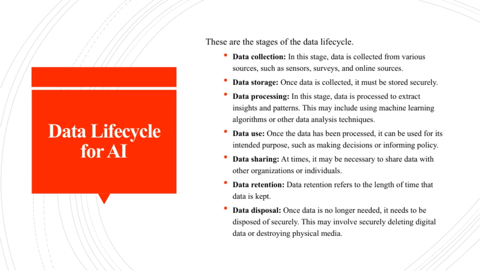Data retention is also an important part of the life cycle. It refers to how long we keep the data, balancing the need for future use with privacy considerations. Finally, when data is no longer needed, it must be disposed of securely. This could mean deleting digital files properly or destroying physical media, ensuring that sensitive information doesn't fall into the wrong hands. Understanding these stages helps us see the full picture of responsible data management, especially as we explore its role in AI and decision-making.